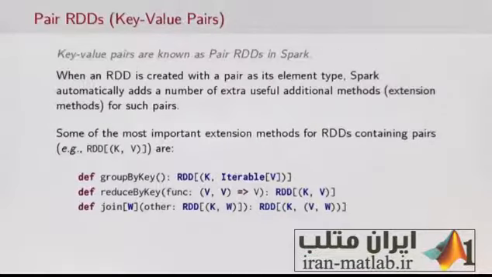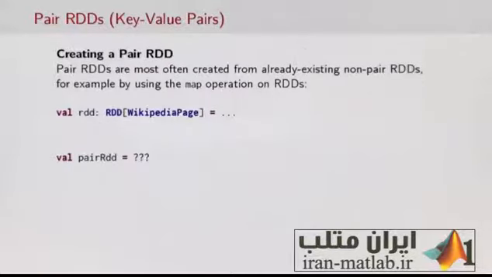And just to give you a sense of a handful of these special methods that we have on pair RDDs, some of the more commonly used ones are groupByKey, reduceByKey, and join. We'll cover these methods in a lot more detail very shortly. But first, you might ask, well great, how do I actually create a pair RDD? It's actually quite simple. Pair RDDs are most often created from already existing regular RDDs using operations such as the map operation on RDDs. So that said, let's do a quick quiz.